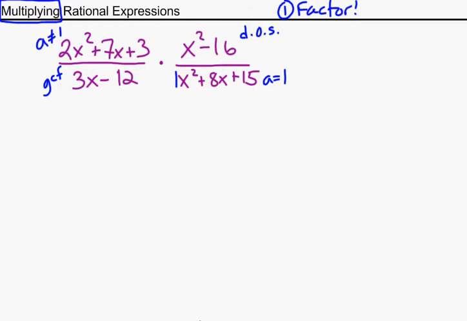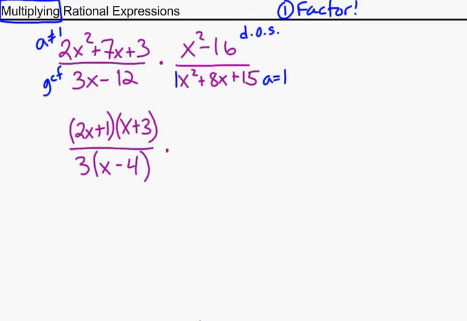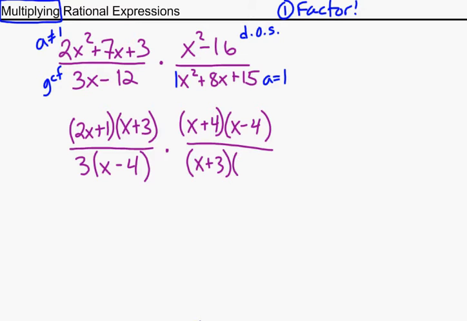So when I factor these, I get the following. In the top left, it becomes 2x plus 1 times x plus 3. The bottom, I pull out a 3, I get 3x minus 4. In the top right, difference of squares, again, becomes those conjugates, x plus 4, x minus 4. And the bottom right is going to factor into x plus 3 and x plus 5, because 3 and 5 multiply to 15 and add to 8.